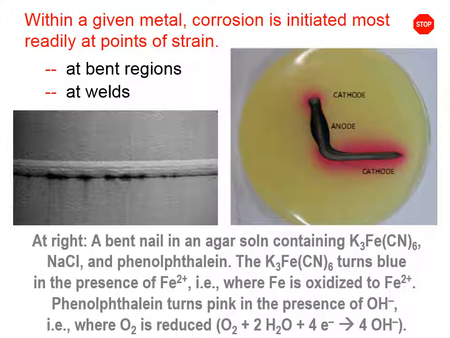So you can see in this picture that there's a nail that's been bent. It's been suspended in this agar gel-like solution that has been infused with a few things, and that point of bending gives a nice location for corrosion to begin, and once it begins it just wants to keep right on going.